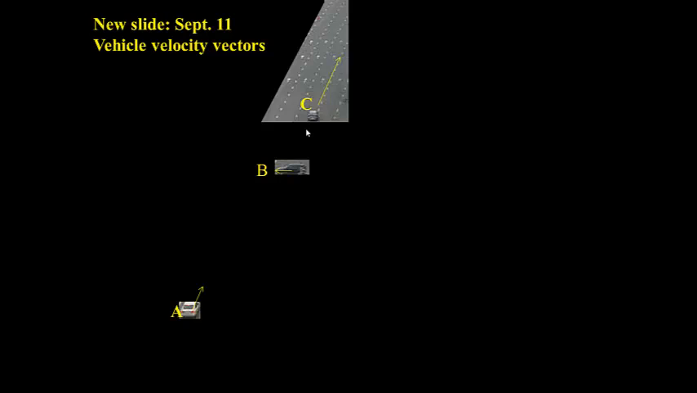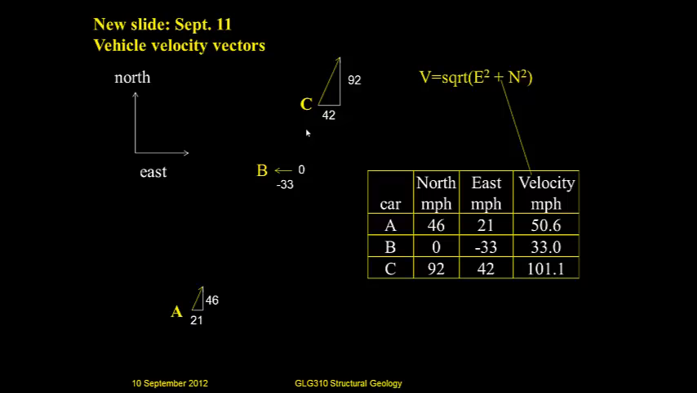This is a new slide I've added, and let's just call these cars A, B, and C, and each one has a velocity vector, which has some length, in miles per hour, and a direction. So let's look at A, B, C and say, all right, we define this coordinate system north and east, and so A has components, which are the portions of the vector that are in the easting direction and the northing direction, and when you add them up, you would get the hypotenuse, or the actual vector length.